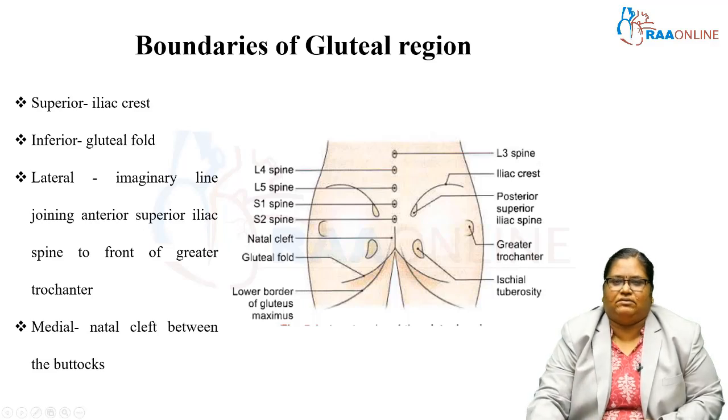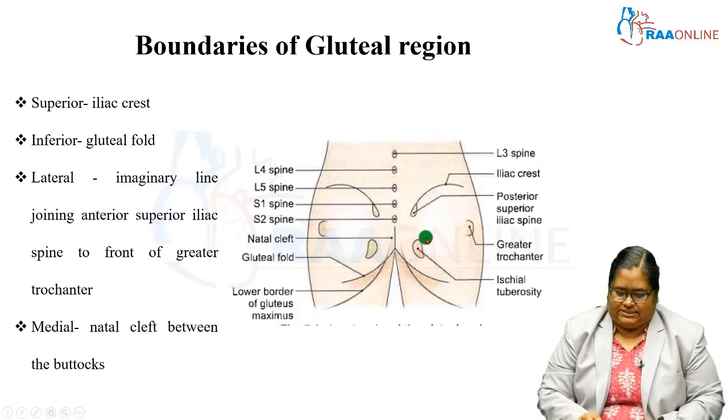So this is the iliac crest superiorly, and inferiorly you have the gluteal fold. Laterally there is an imaginary line joining the anterior superior iliac spine to the front of the greater trochanter, and medially is the natal cleft between the two buttocks.